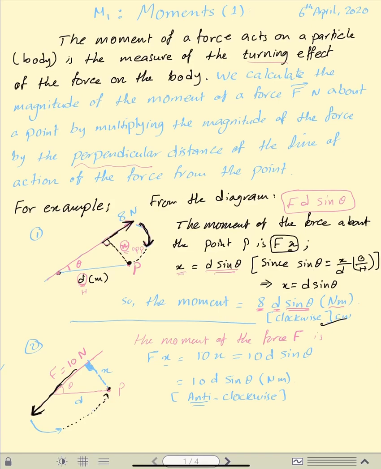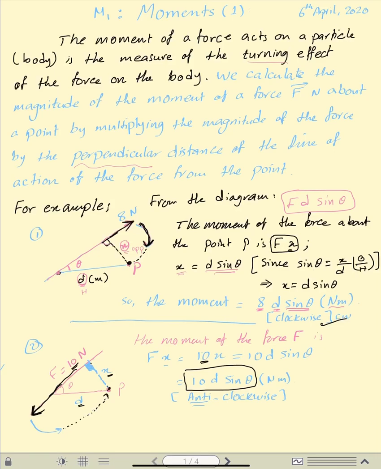How do you calculate it? The moment equals the force given times x here. We are still introducing and explaining. We don't need to do this in all the questions, only the first two examples. So 10 times d sine theta, because sine theta equals x over d, so x is equal to d sine theta. So the moment in this example 2 is 10 d sine theta anticlockwise.